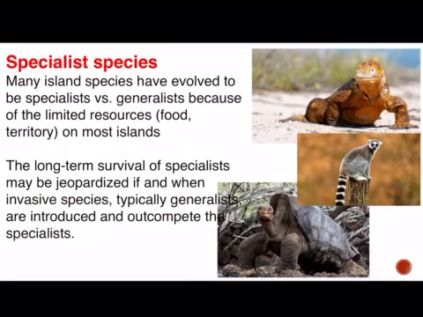All right, now a lot of our island species have evolved to be specialists, not generalists, because there are limited resources on islands, whether that's food or space. And so what happens if you have any invasive or non-native species on these islands, the survival of the specialists is jeopardized because these invasive species, which are typically generalists, can outcompete the specialists.